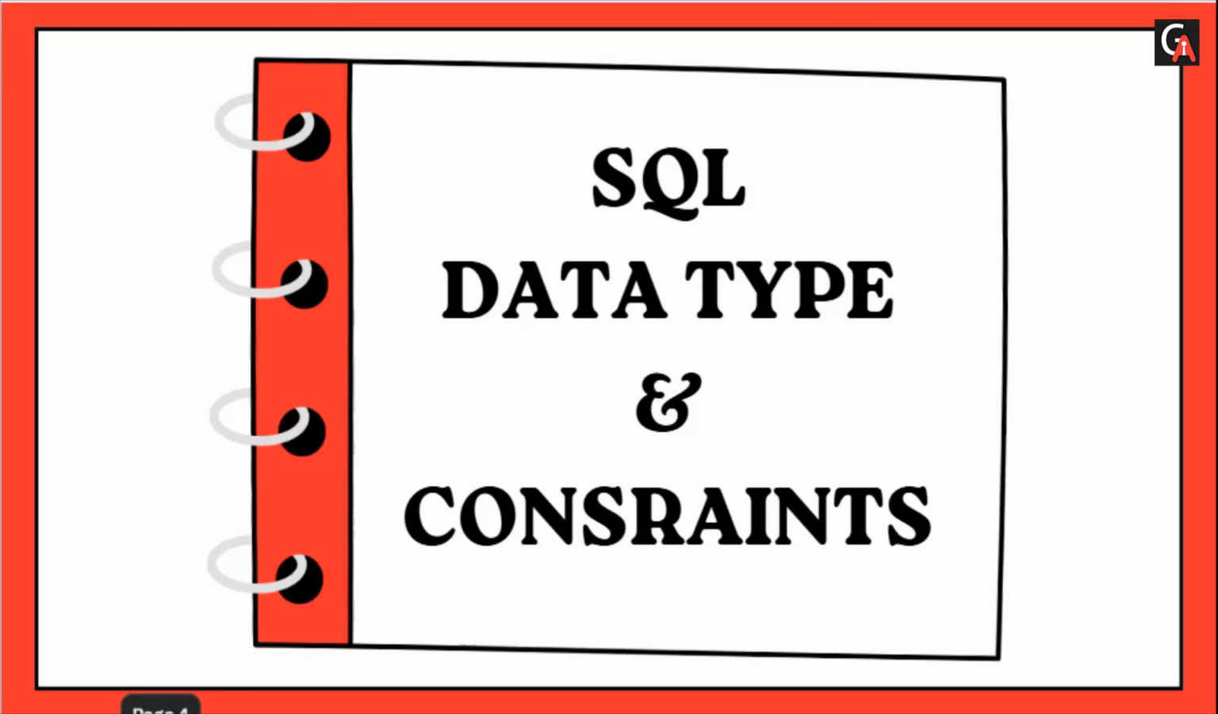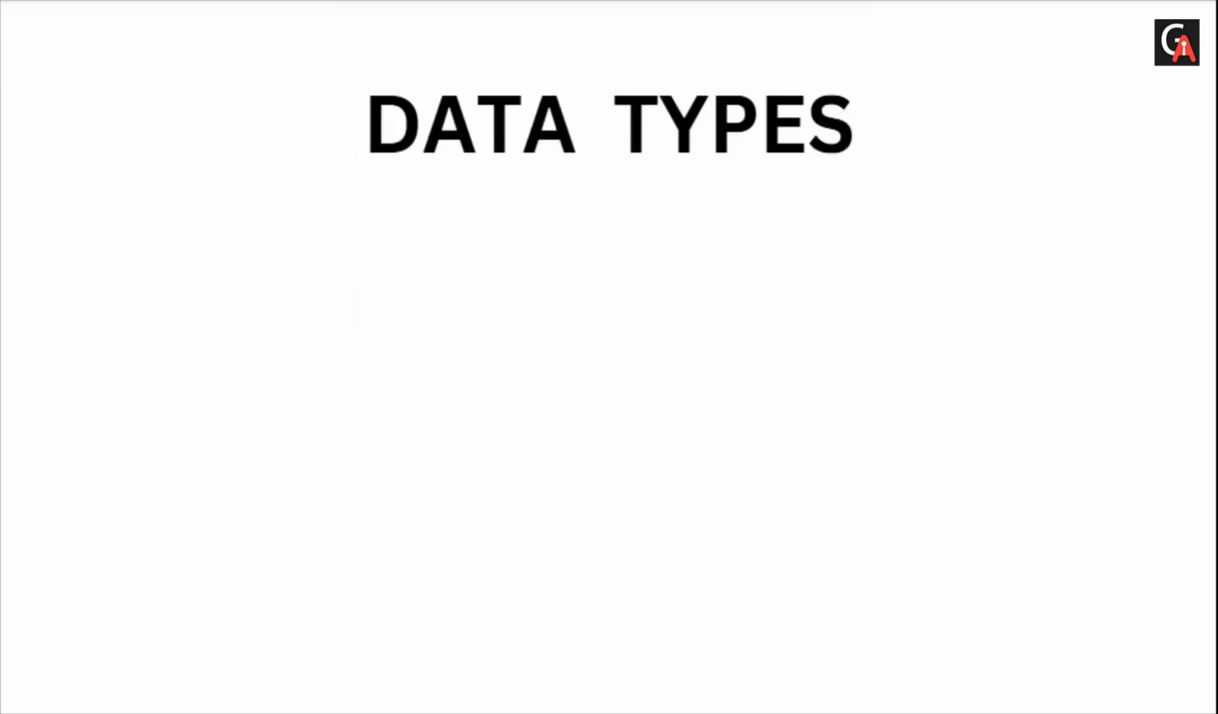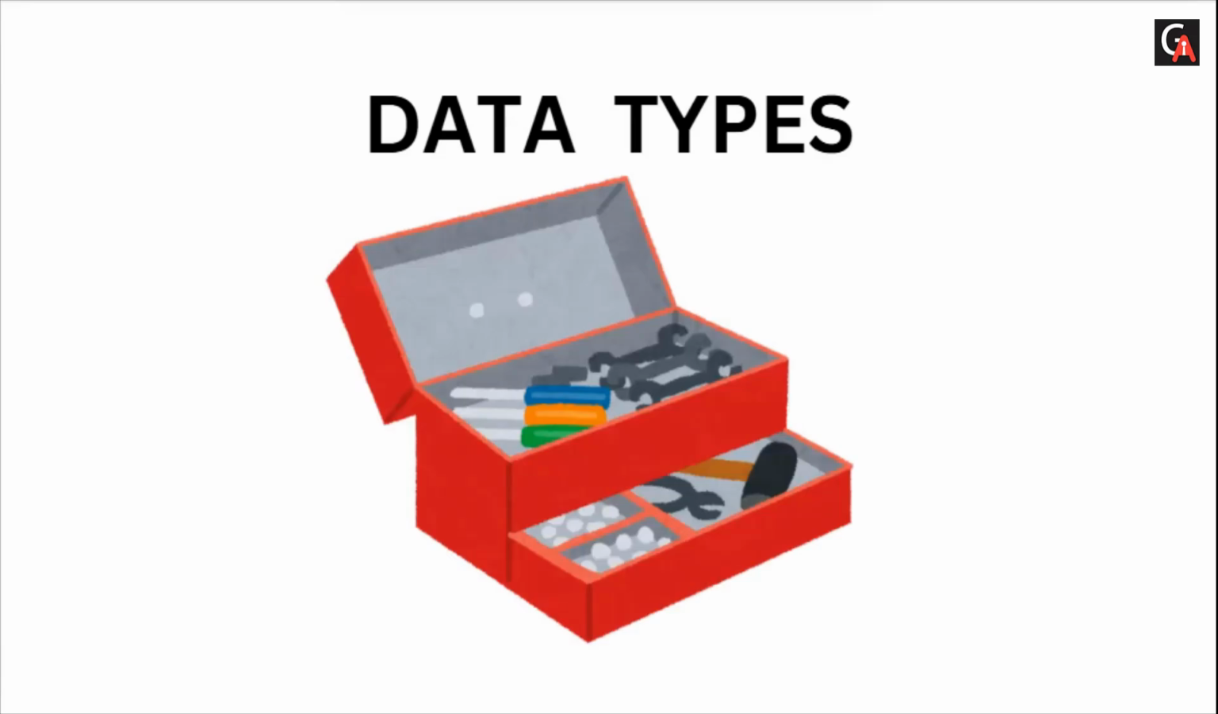First, let's talk about data types. These are like labels that tell the database what kind of information to expect in each column. Think of it as organizing your toolbox. You wouldn't put nails in the screwdriver drawer, right?